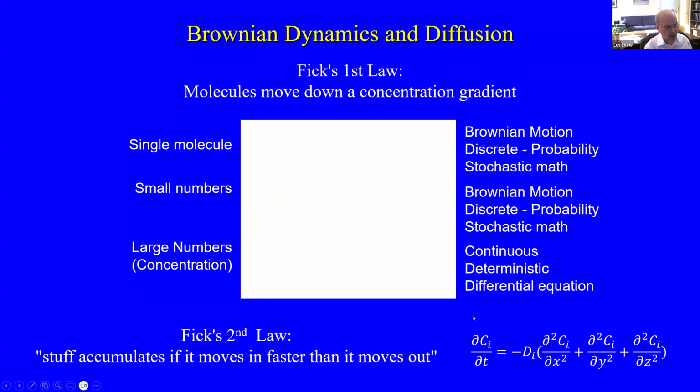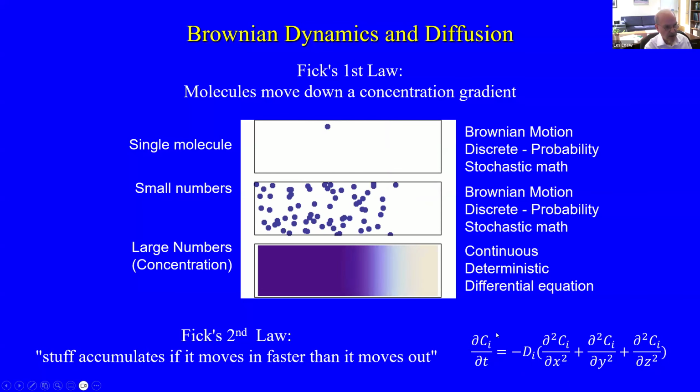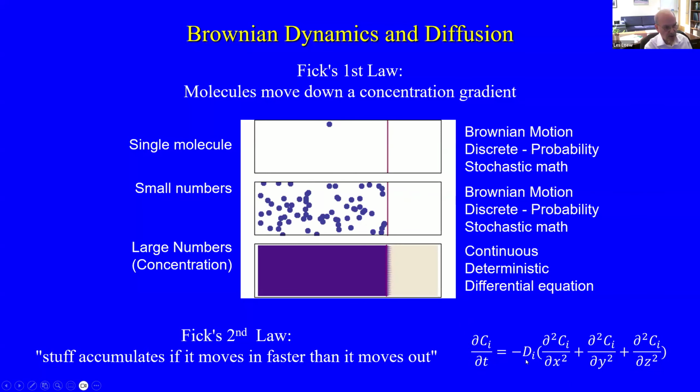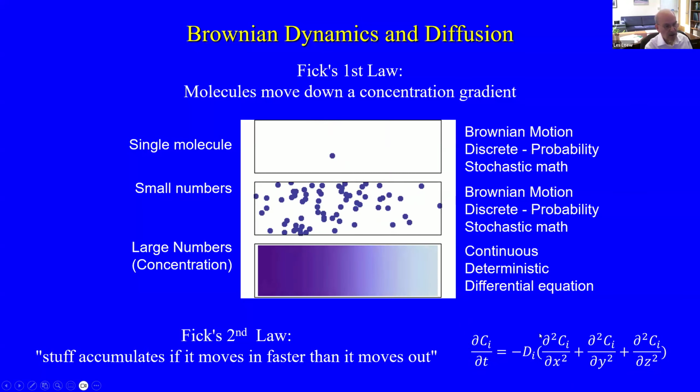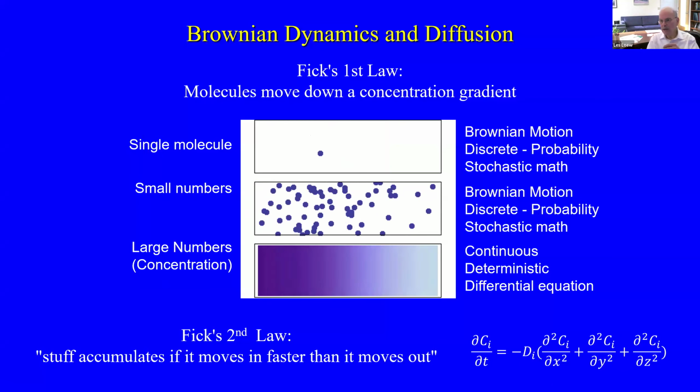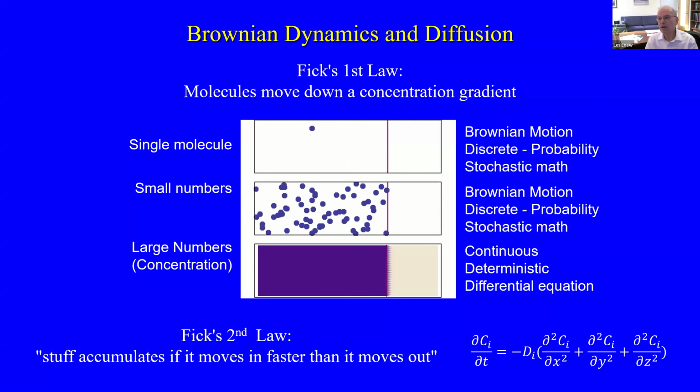This is Fick's second law in 3 dimensions. It says the change in the concentration with respect to time is given by that same diffusion coefficient for that particular molecule times the second partial derivative of the concentration with respect to each dimension. This is now a 3D version of the equation. Okay, so again, all that Fick's second law says is that if molecules are moving into a region faster than they're moving out, then they'll accumulate in that region.